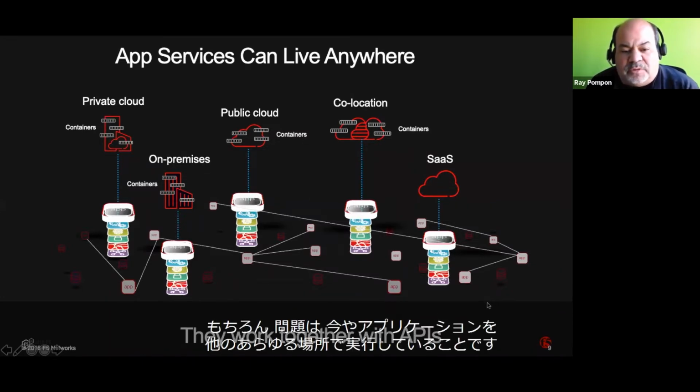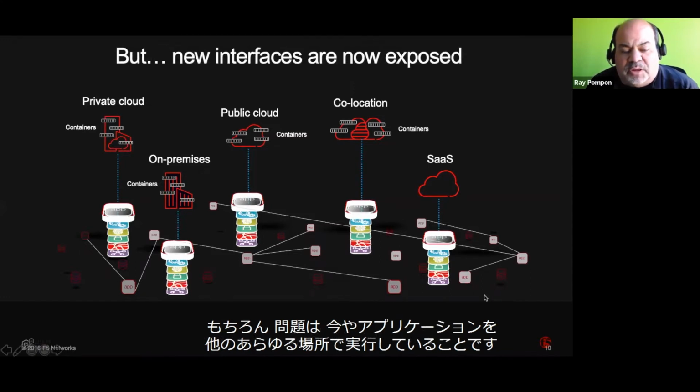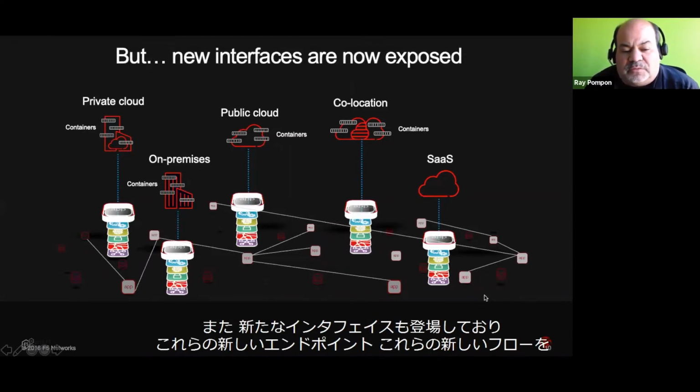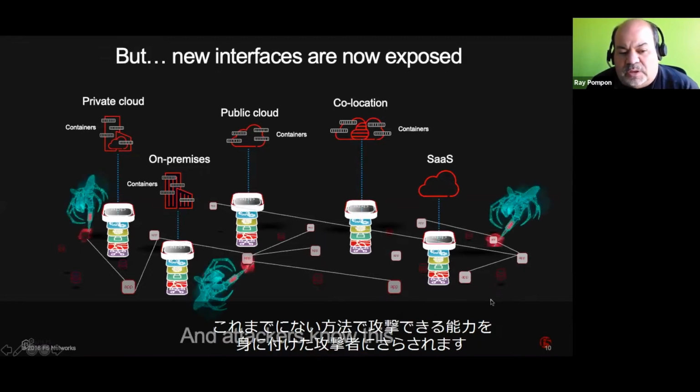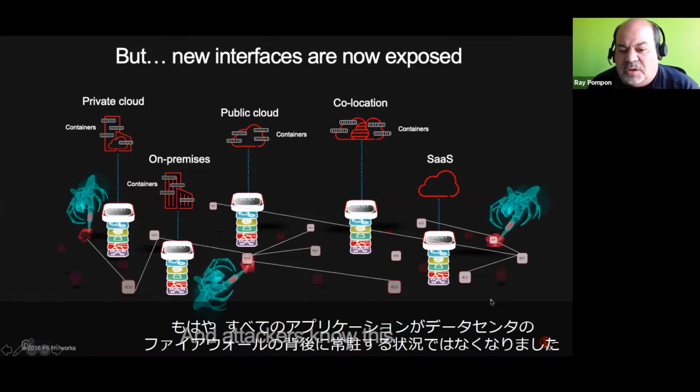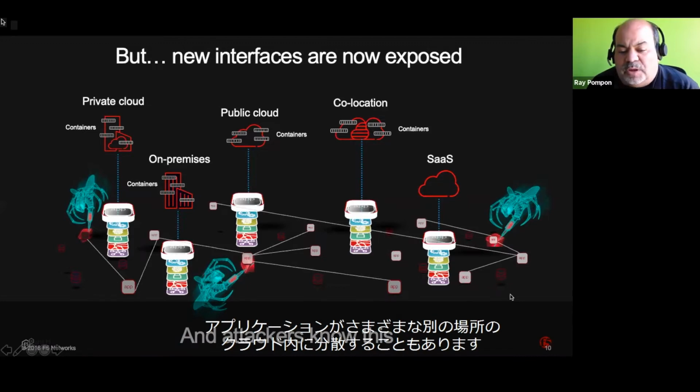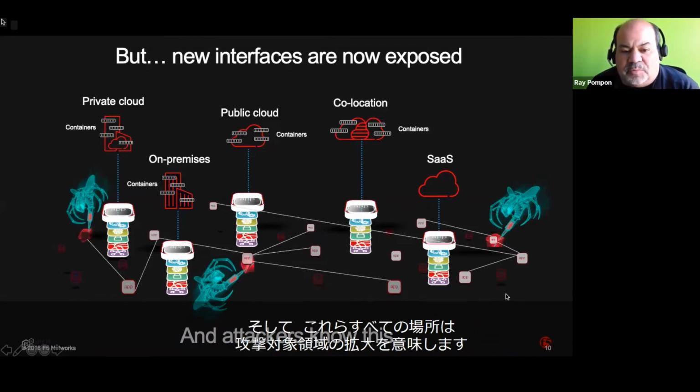The problem, of course, is that now that you have your applications running everywhere else, we also have new interfaces that are exposed to attackers, who can now attack these new endpoints and new flows in ways that we've never seen before. No longer does all your application reside behind your firewall in your data center; it may be spread in the cloud at some other location. And all these places represent a widening of the attack surface. This is a serious problem.